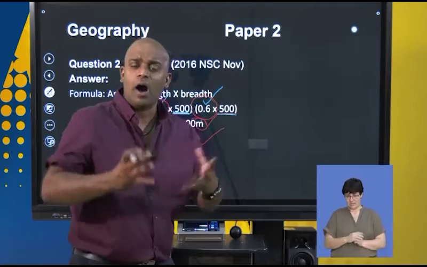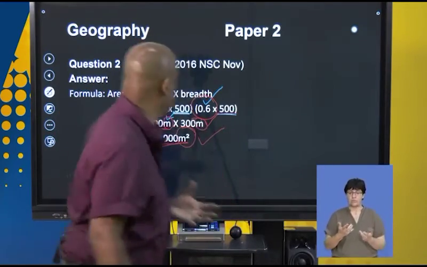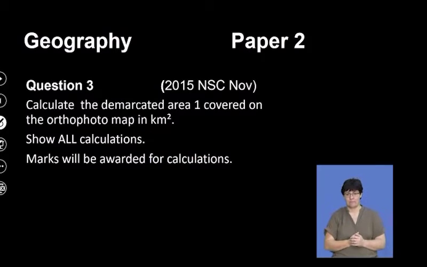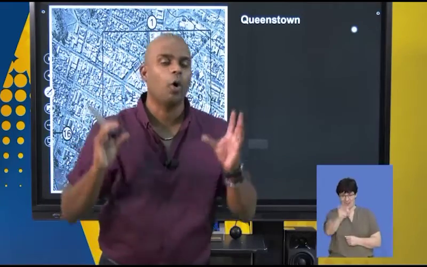Let's look at how the area calculation plays out on an orthophoto map. In this particular example, remember that you have to be working on the following. An orthophoto map, the scale is 1:10,000. That means that instead of working with 0.5, I'll be working with 0.1. And instead of working with 500, I'd be working with, correct, 100. It all depends on the nature of the question.